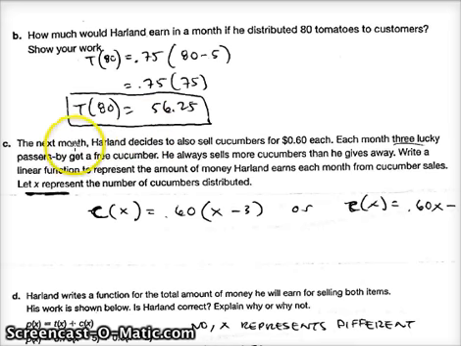C. The next month, Harlan decides to sell cucumbers for 60 cents each. Each month, 3 lucky passersby get a free cucumber. He always sells more cucumbers than he gives away. Write a linear function to represent the amount of money Harlan earns each month from the cucumber sales. Let x represent the number of cucumbers distributed.